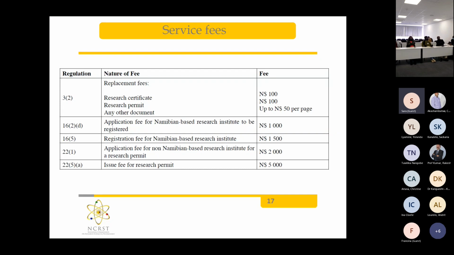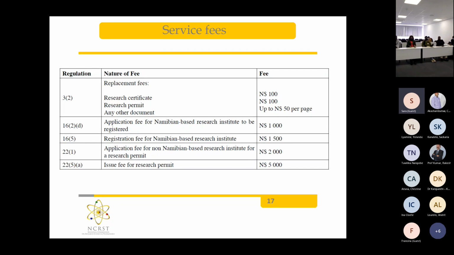Yes, do you have another follow-up? But then in our case, we are saying most of the work will be done here, then maybe during the holidays, that's when we shall get to our own countries. So I still feel there is a need to clarify whether our research will be considered as having been done here or outside the country.